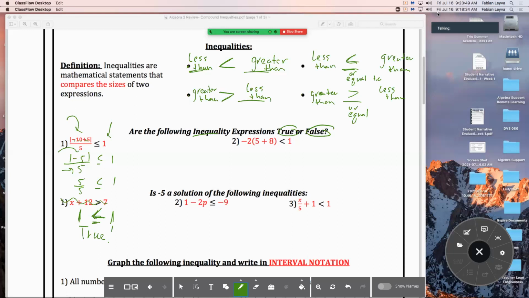So go ahead, try number 2. If you're feeling confident, go ahead and try the bottom ones and we'll go from there.